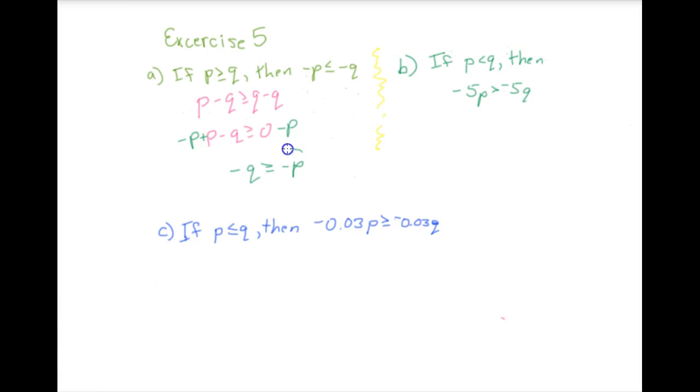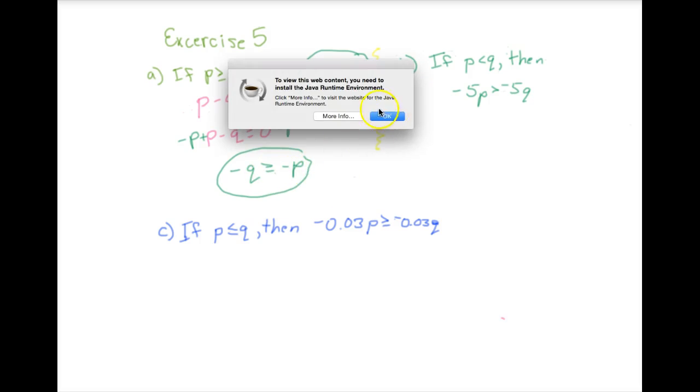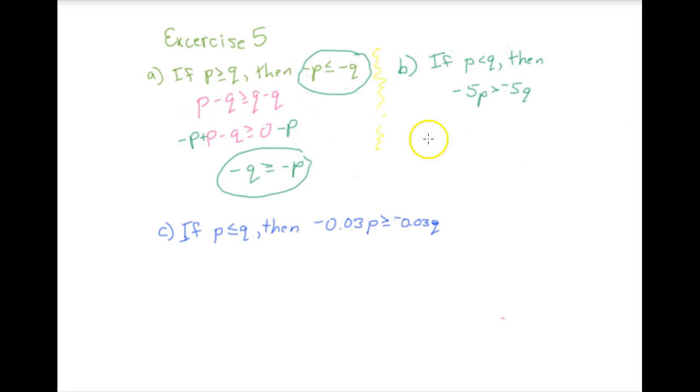Believe it or not, these two things, this item and this item, are the same. Let's think about it. The opposite of P is less than or equal to the opposite of Q. The opposite of Q is greater than or equal to the opposite of P. That's fine. We like that. Sorry about that blip. That's life.